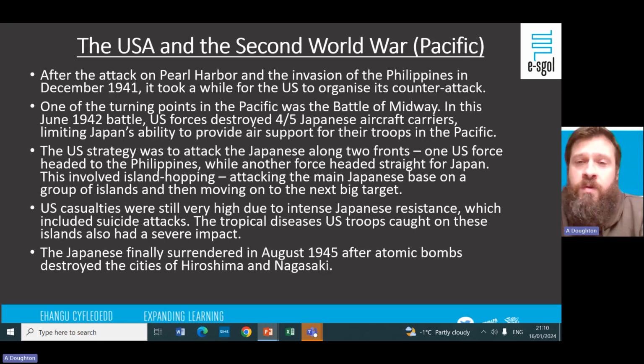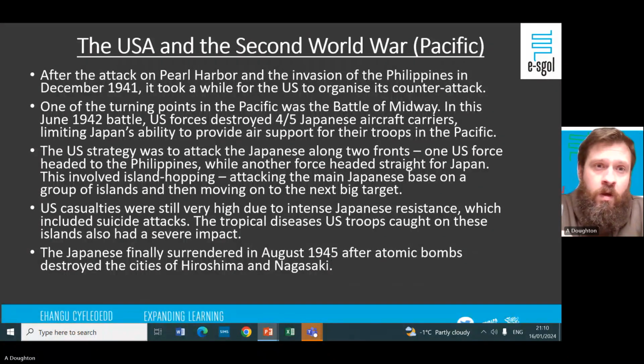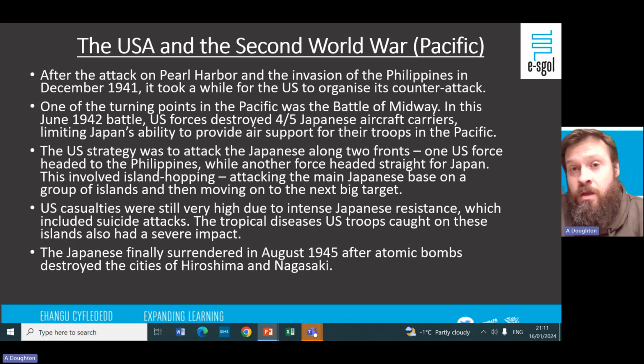It's also important that you understand the US role in the Pacific. Obviously, after the attack on Pearl Harbor, they felt passionately about defeating the Japanese. So one of the turning points was the Battle of Midway. Now, this battle was midway between America and Japan in the Pacific. So that is why it was called the Battle of Midway.